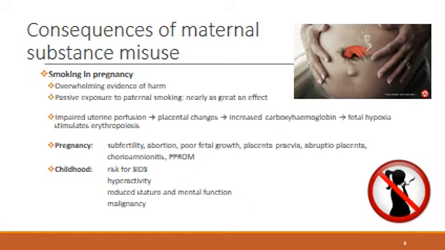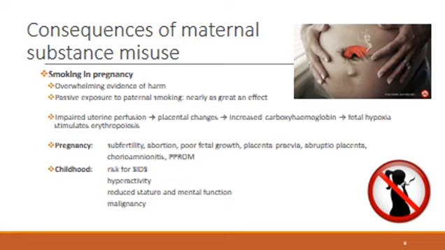The adverse effects in pregnancy include subfertility, an increased risk for abortion, and fetal growth and intrauterine growth restriction is more common. It may also lead to placenta previa and abruptio placentae. Chorioamnionitis and preterm prolonged rupture of membranes are also present.